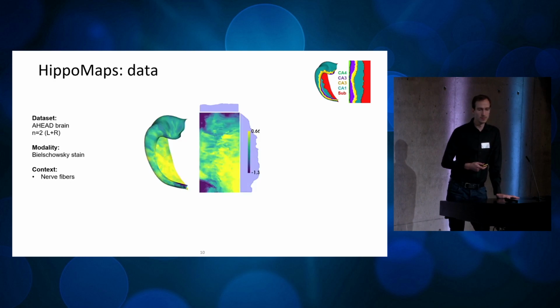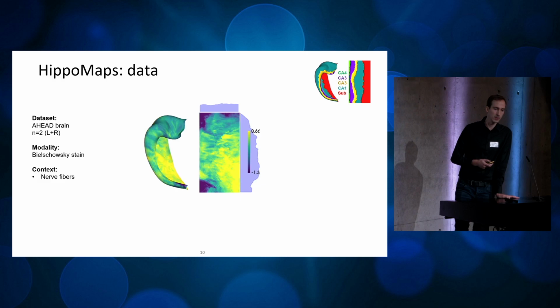And we can additionally access lots of cool information about the PLI that I won't get into in too much detail right now. From another data set, called the Ahead brain, we actually have other kinds of stains as well. So this is a Bielschowsky stain for nerve fibers, and you can see it's distributed very differently across the hippocampal surface. But again, we see more or less these vertical bands that correspond to the subfields.